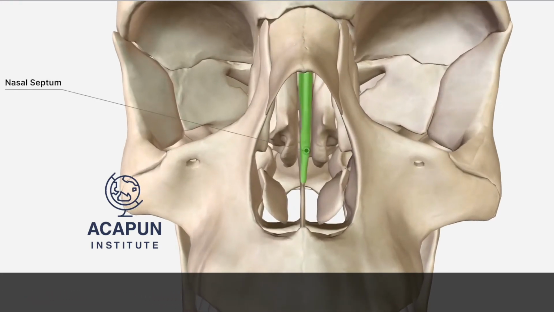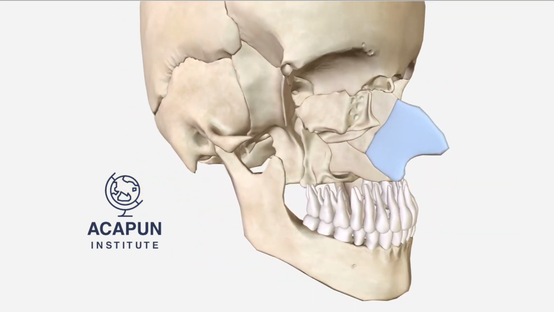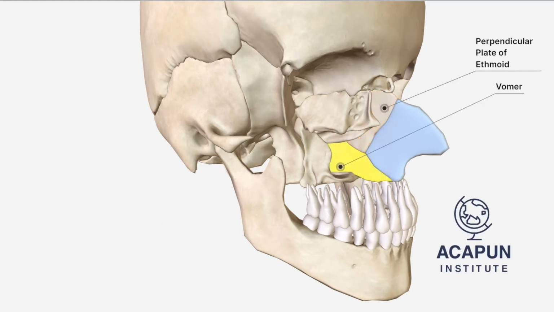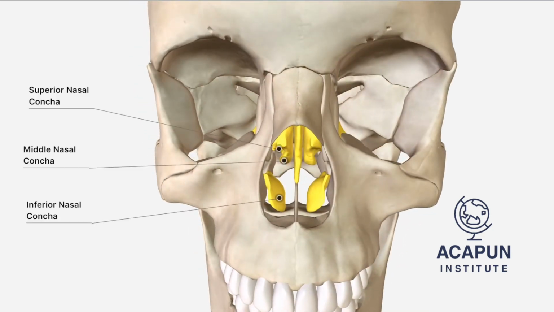the nasal cavity. I've just removed a few of the outer bones and rotated to an oblique lateral view, and we can see that the nasal septum contains a bony component and a cartilaginous component. The bony component is actually comprised of three bones: the perpendicular plate of ethmoid, the vomer, and the maxillary crest, which isn't shown here. Returning to the anterior view, these curved bones are known as the nasal conchi.